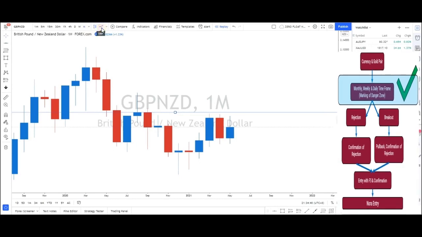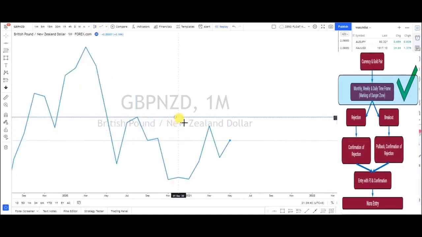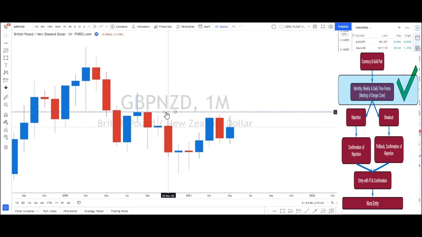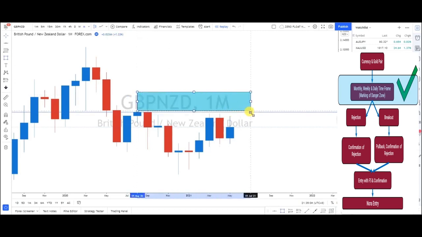Second, we go to the line chart. We mark the horizontal line. Okay, this third step is to mark the horizontal line. And since this is a monthly time frame, we do not need to mark the second movement. So step 4, go back to the candlestick chart and mark our zone. So from the shadow all the way to the edge of the resistance.